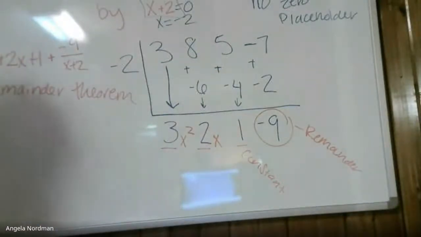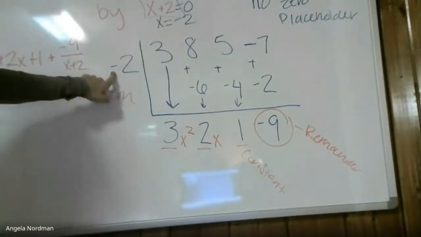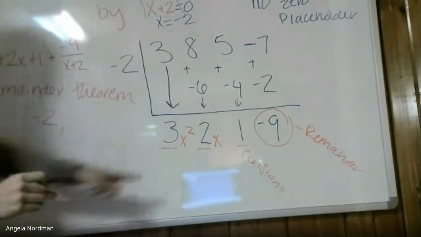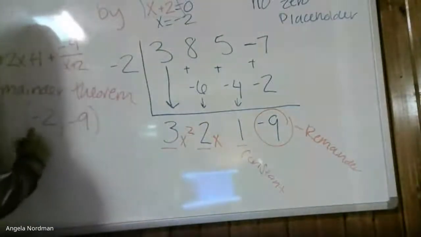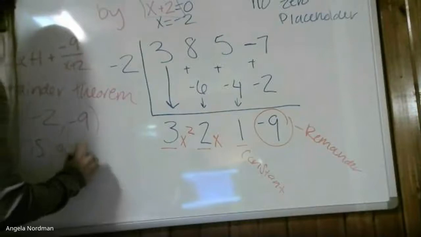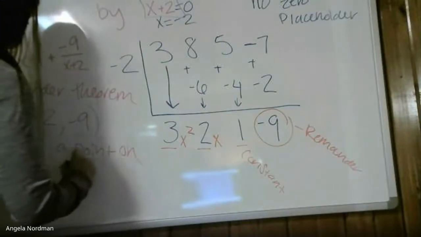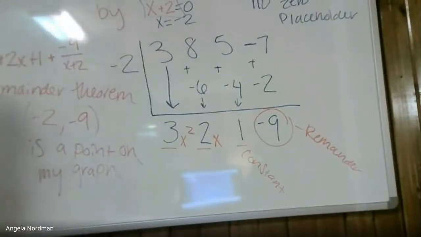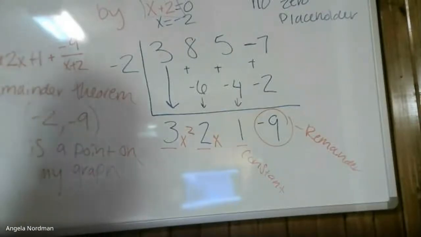With the remainder theorem, it's stated basically that the number that I'm dividing by, so the number out in front, with the number that's in my remainder is a point on my graph. Okay, definitely not the most important thing for you to know that -2, -9 is a point on your graph.